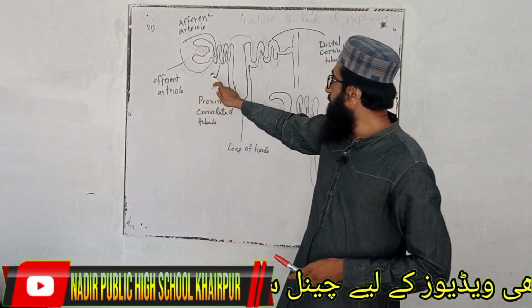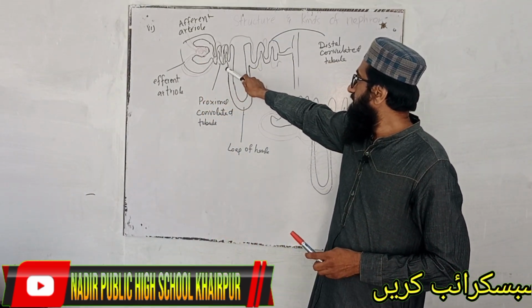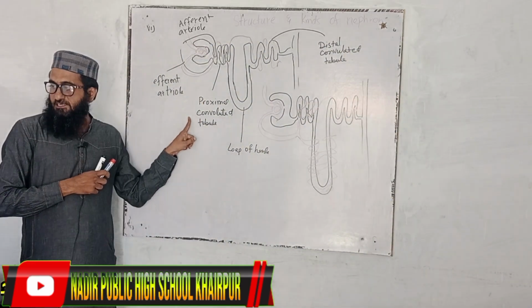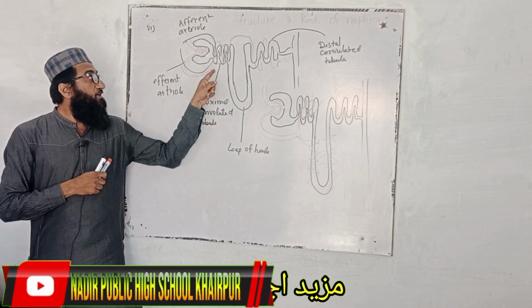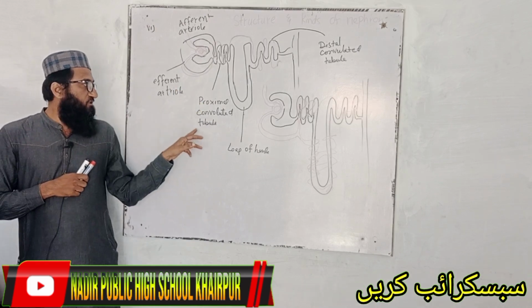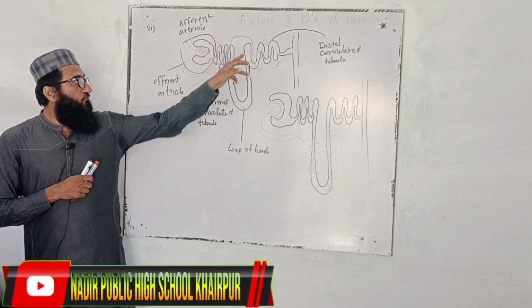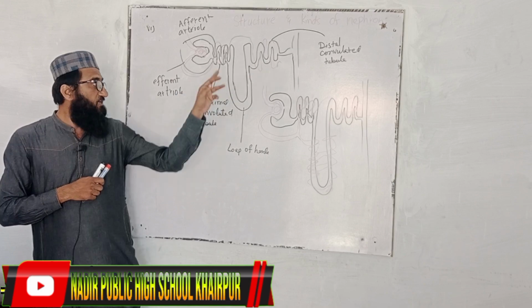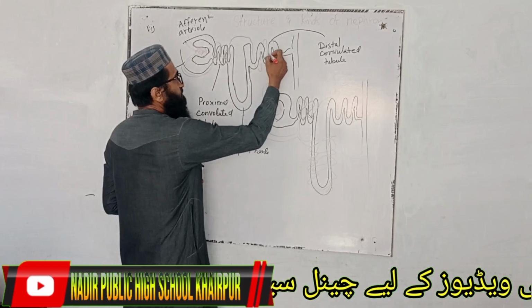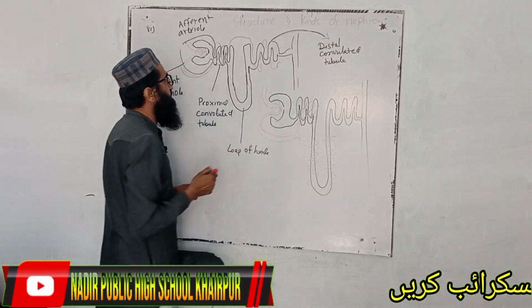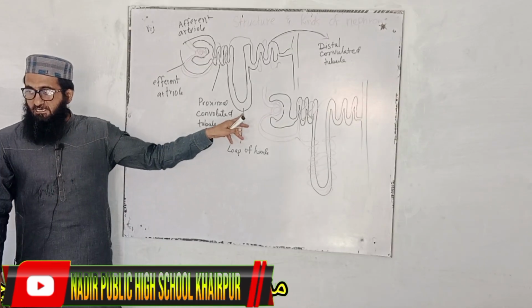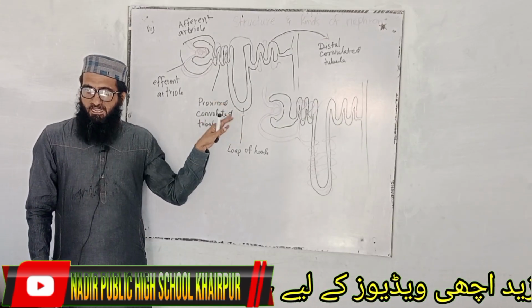After Malpighian body, there are convoluted tubules. We call them proximal convoluted tubules. The convoluted tubules after Malpighian body are called proximal convoluted tubules, and the convoluted tubules that come after the loop of Henle are called distal convoluted tubules. After proximal convoluted tubules, there is a loop. We call it loop of Henle.